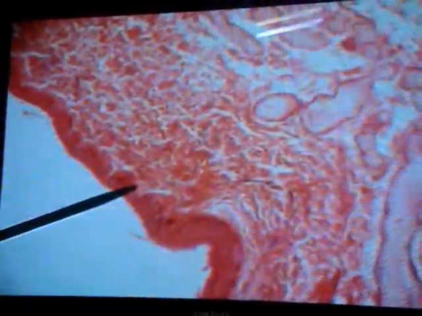So this is the slide of the pharynx. You have your slide box. So this zone, what you see here, this is the zone of the mucosa. This is the mucosal layer. This slide is not so good. Let me show you the other slide.